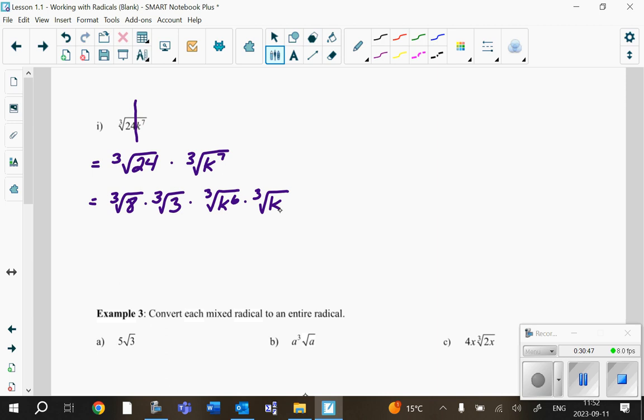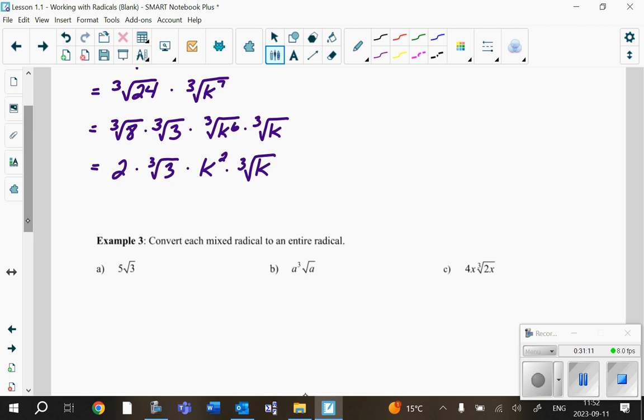Now, keep simplifying. What is the cube root of 8? 2. I can't simplify the cube root of 3 anymore. What is the cube root of k to the 6th? K squared, yes. Well done. And I can't do anything with this. And now, everything that's not under a radical, put together first, and multiply that by everything that is under a radical under one radical.